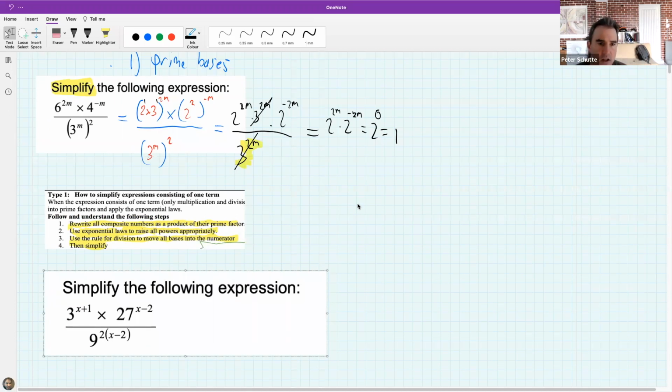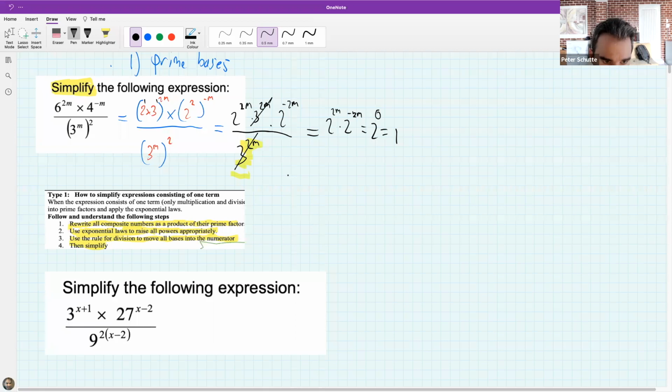So while I was working this out, I got to the step where I had to cancel 3 to the power 2m and 3 to the power 2m, and then I got 2 to the power 2m times 2 to the power negative 2m. Did you move your 3 to the 2m to the top, which is fine to do? Is that what you did? Yeah. Okay, so how would that method work?